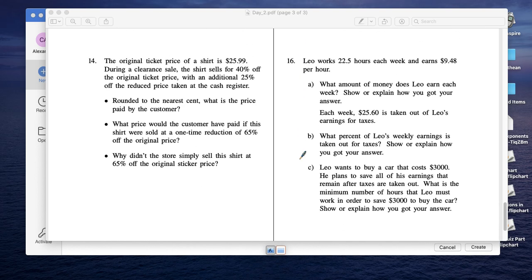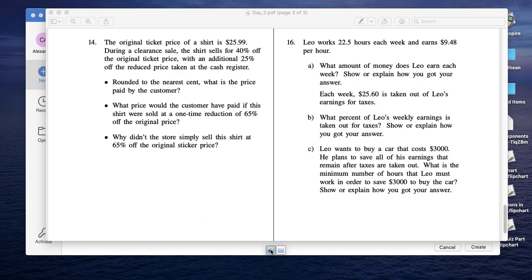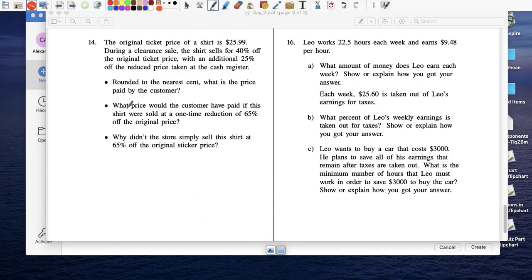Okay, 13, oh yeah, there we go, 14. Oh, we got a little bit of percents now. T-shirts, $25.99. It's 40% off with an additional 25% off. Round to the nearest cent. What is the price paid by the customer? All right, there's no taxes yet, so let's do this one. If it's 40% off, that means you have to pay for 60%, and then another 25% off leaves you with 75%. So let's multiply 25.99 times 0.6 times 0.75. So the price of your T-shirt goes all the way down to $11.70.